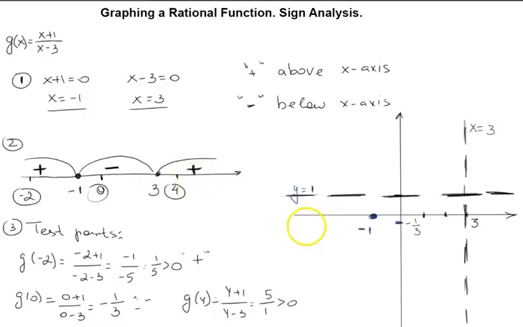So on the first interval, from -infinity to -1, your graph will be above the x-axis. Then between -1 and 3, it's going to go below the x-axis, and then from 3 to infinity, it's going to be above the x-axis.